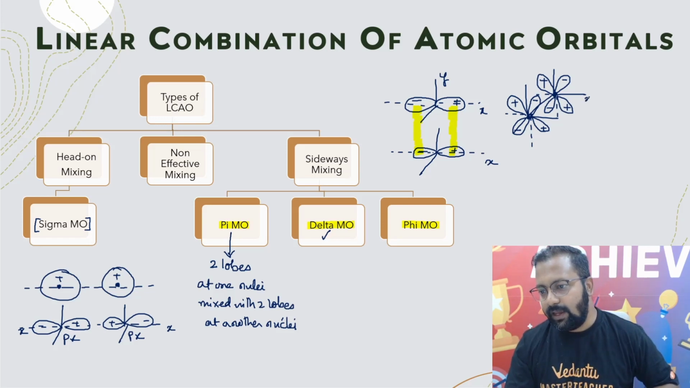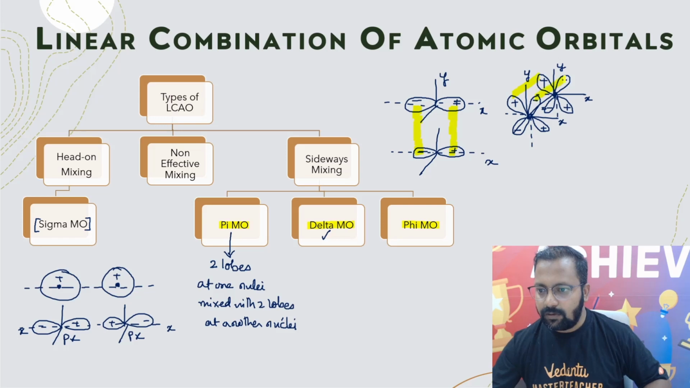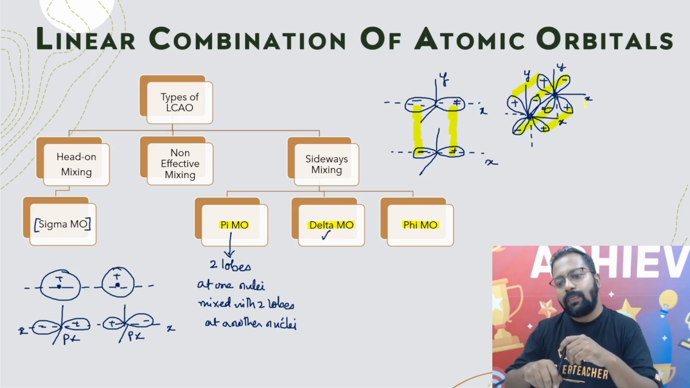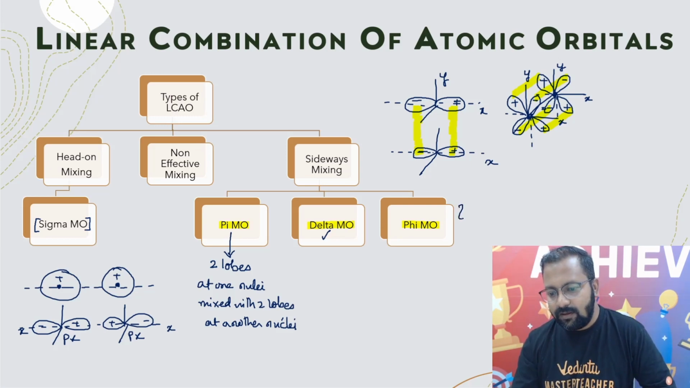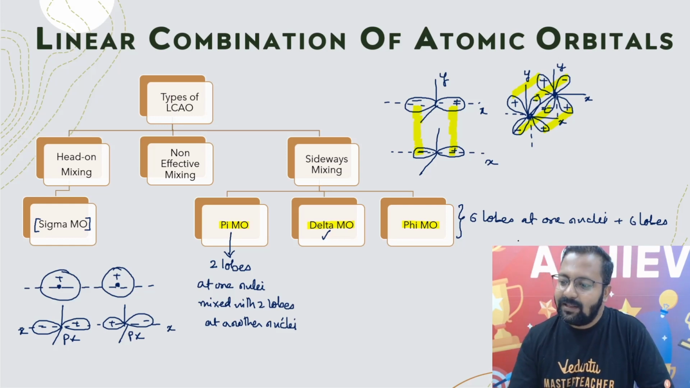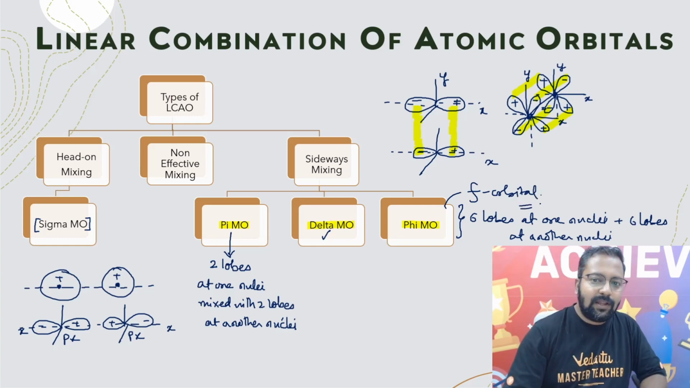Let us say this is x and this is y, and this is x and this is y, and this is along the z axis. This overlap is taking place. You can see that there are 4 lobes overlapping with each other: 1, 2, 3, 4. And this one is phi. Phi happens when 6 lobes at one nuclei simultaneously overlap laterally with 6 lobes at another nuclei. And we observe this only in f orbitals.